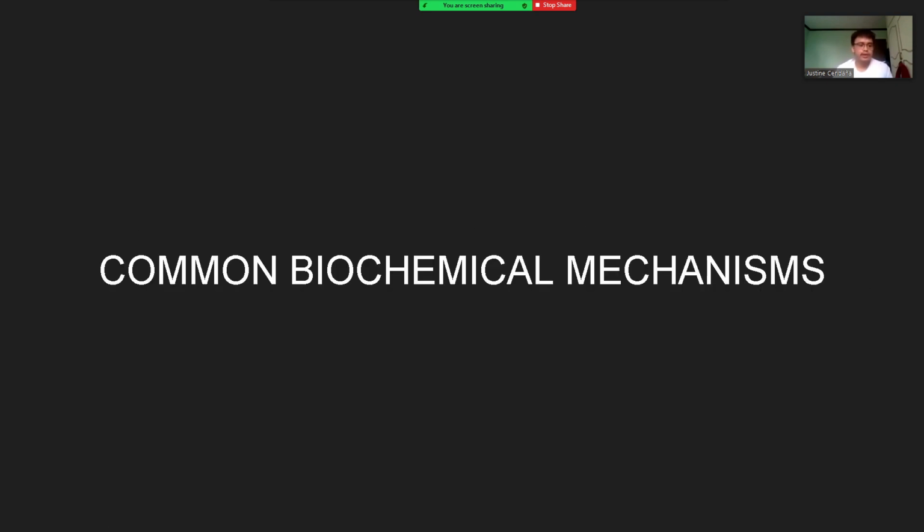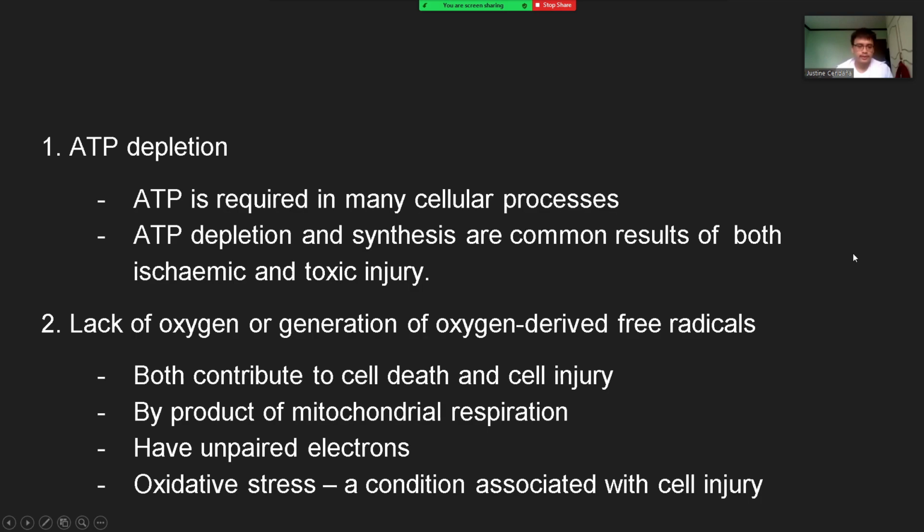There are several common biochemical mechanisms in the mediation of cell injury and cell death. ATP depletion. ATP is generated by first, the major route, which is oxidative phosphorylation of ADP, and second, the glycolytic pathway, which can generate ATP in the absence of oxygen. But ischemic and toxic injury causes ATP depletion because of lack of oxygen supply or because normal functions are deranged. Lack of oxygen or generation of oxygen-derived radicals both contribute to cell death and cell injury.